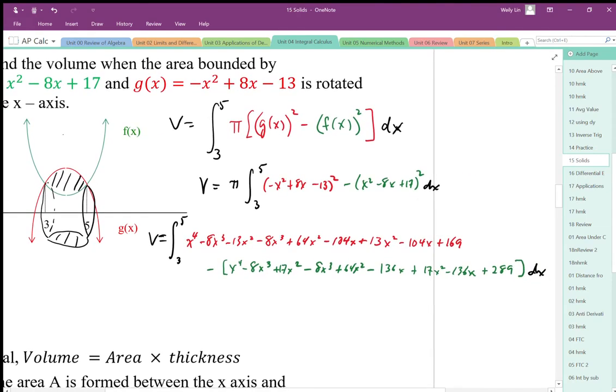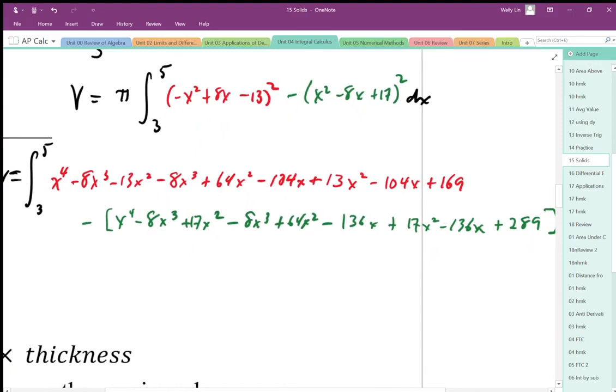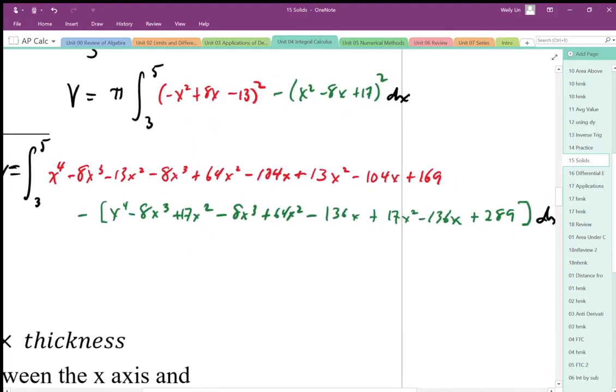Okay, so I'll just zoom in a little bit so if you want to take a closer look at that. Okay, I think I've expanded that correctly. I'll have to maybe double check later, but once I've done that, I can see that there's lots of things that cancel out. x to the fourth minus x to the fourth. Sorry, negative 8x cubed. I've got two negative 8x cubed terms I'm subtracting, so those will cancel out.